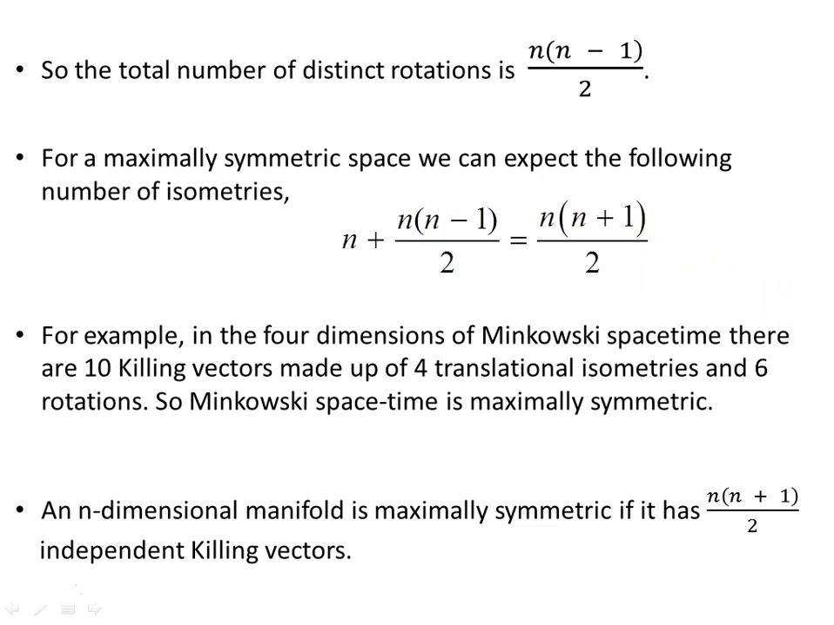So, for example, in the 4 dimensions of Minkowski space-time, there are 10 Killing vectors, and the reason for that is, with 4 dimensions, you have 4 times 4 plus 1 is 5, 4 fives are 20, on 2 is 10. And that's made up of 4 translational isometries, the 3 spatial and the 1 time, and 6 rotations. 3 of them are spatial rotations, and the other 3 are boosts, which are really rotations in Minkowski spacetime. So Minkowski spacetime is maximally symmetric. An n-dimensional manifold is maximally symmetric if it has n times n+1 on 2 independent Killing vectors.